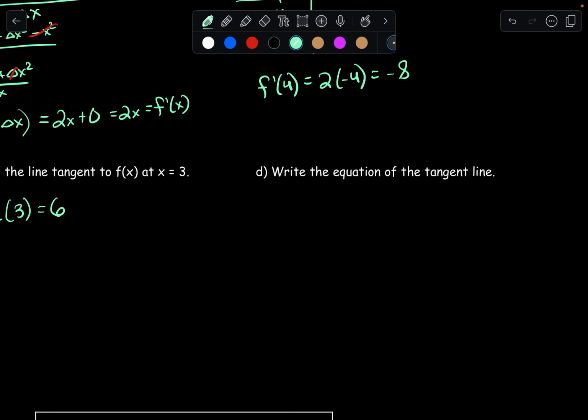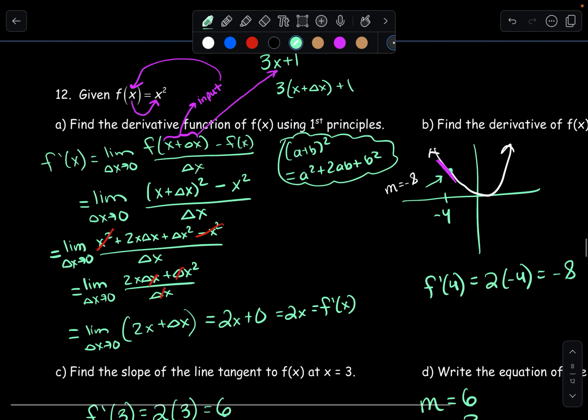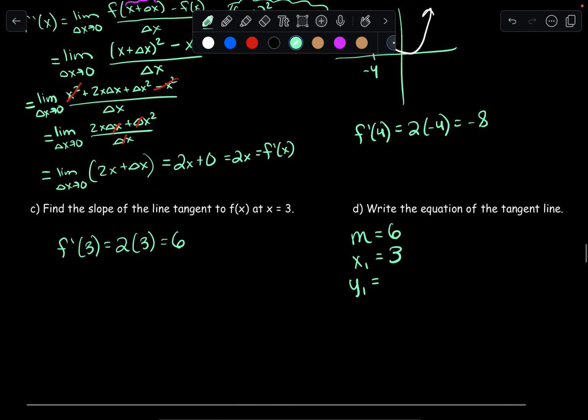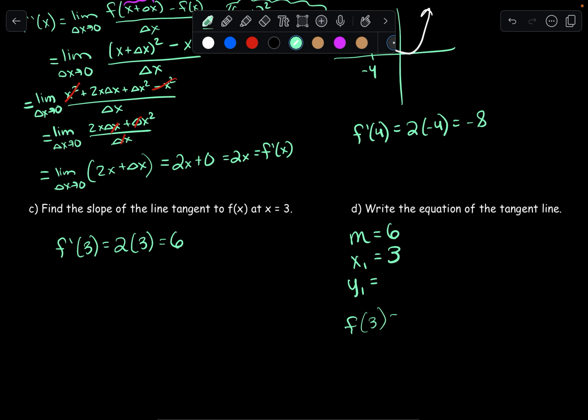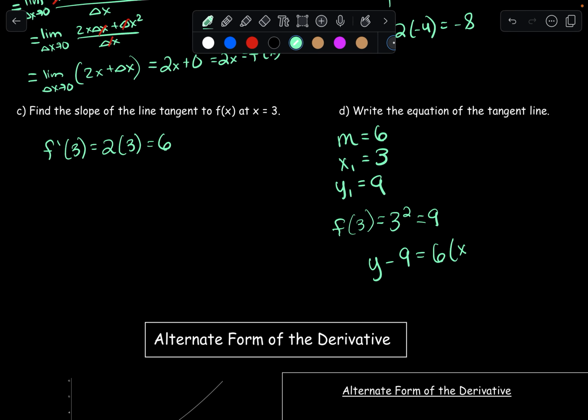Part D says write the equation of the tangent line. All right, so we're back to this tangent line. We need 3 items: your slope, your x-coordinate, and your y-coordinate. All right, we already know the x-coordinate. It's going to be 3. And we already know the slope. We found it in part C. That's going to be 6. The only piece that we are missing is the output. So to get that, we need to go back to the original function, and we need to plug in 3. So f of 3 is equal to 3 squared, which is equal to 9. So the tangent line is going to be y minus 9 is equal to 6 times x minus 3.